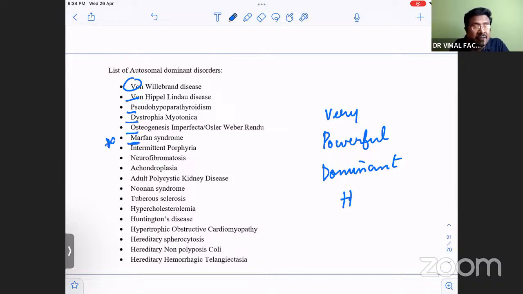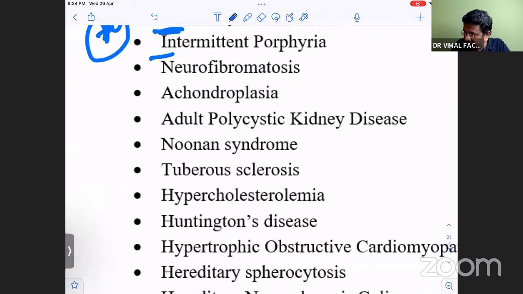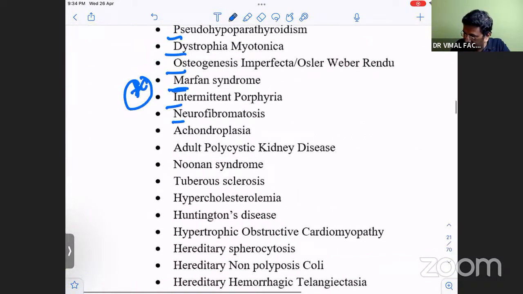Please remember one of the repeat questions. Marfan is autosomal dominant. Acute intermittent porphyria, neurofibromatosis, dominant. Okay, dominant: achondroplasia, adult polycystic kidney disease, Noonan syndrome, tuberous sclerosis. Remember, tuberous sclerosis and adult polycystic kidney disease, autosomal dominant, are the most commonly asked questions.